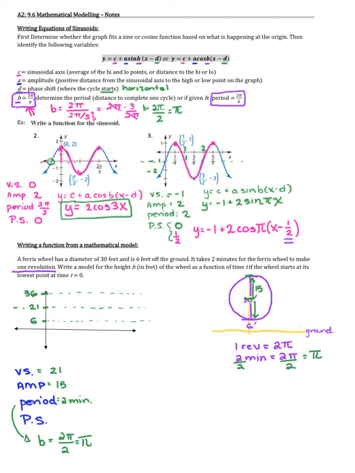Now this one said we're starting at a low point, so my phase shift, so this means if I'm starting at a low point and I'm going to go to a low point, that's going to be a cosine graph that's been reflected. Instead of going high to high, it's going to go low to low. So that means my phase shift is going to be 0.